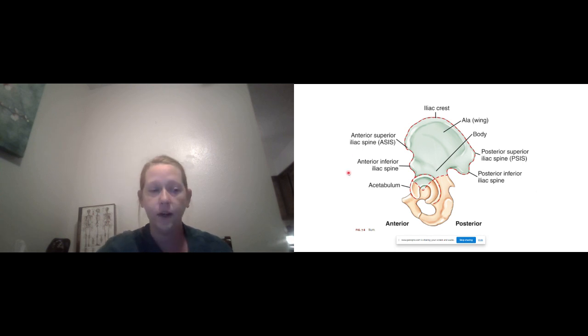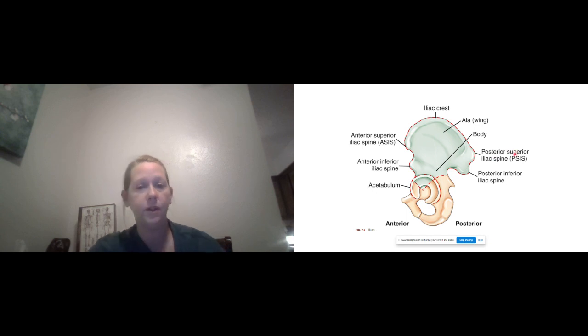So on the anterior portion, we have the anterior superior iliac spine, the ASIS, and the anterior inferior iliac spine. Up here is the iliac crest. That's our positioning aid. This is the wing, or the ala, of the innominate bone. And down here is what is called the body when you get closer to the acetabulum. Here on the back, we have the posterior superior iliac spine and the posterior inferior iliac spine.